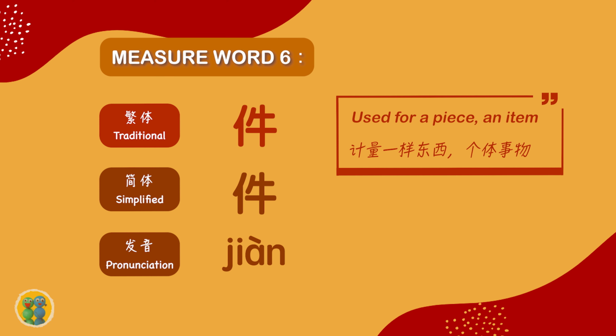The sixth measure word is 件. 件 is used for a piece, an item. And if you ask, the measure word 件 is used for what kind of things? I would say it doesn't have a particular group of things that use this measure word. But I can say such as a t-shirt, a package. So these are the common stuff that we use this measure word to count.